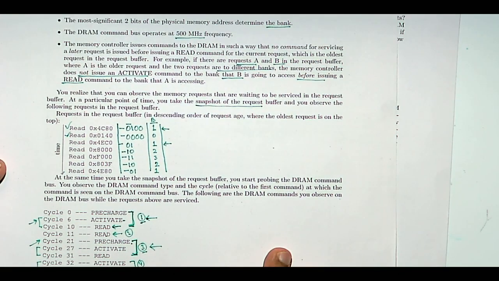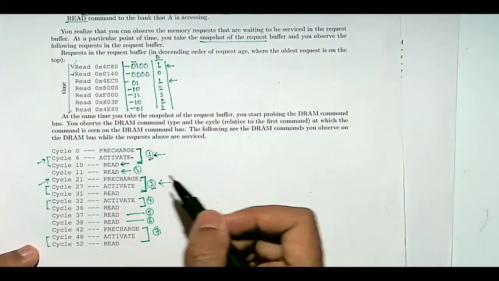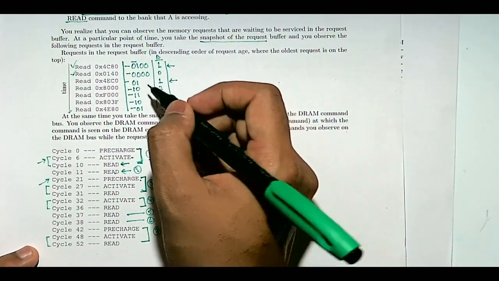For example, if there are requests A and B in the request buffer, A is the oldest request, and the two requests go to two different banks, the memory controller does not issue an activate command to bank B until A's access is done. So what does this mean here?